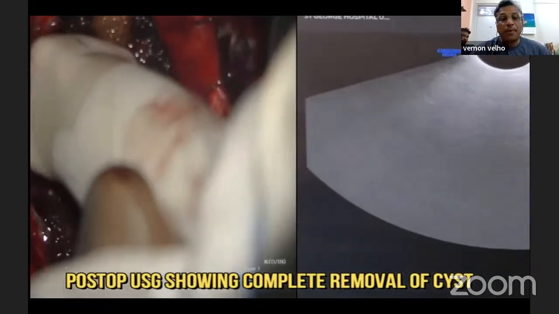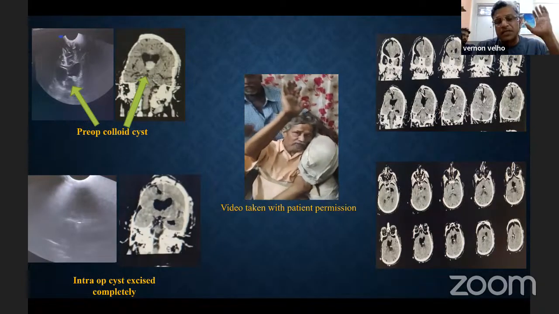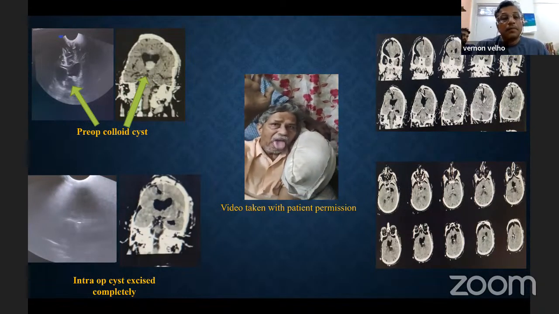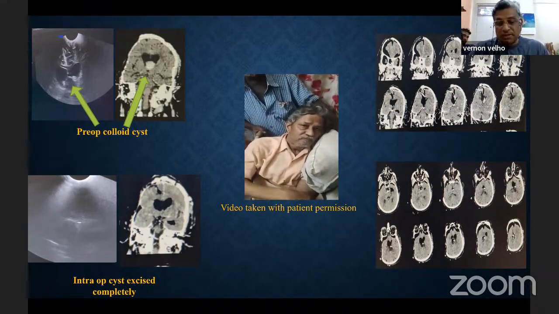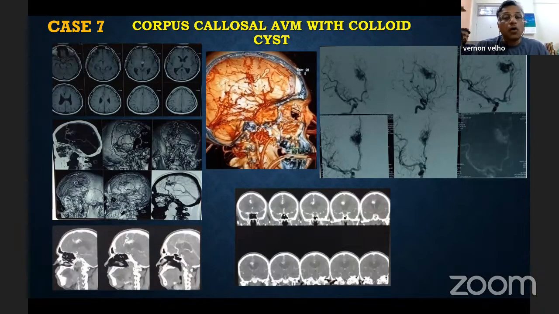We are doing a post-op ultrasound here. And this was the patient. He already had weakness 20 years back, but he did well after the surgery. This was a tough one because of the previous surgery. Now, this was a patient, a colloid cyst with a corpus callosum AVM.